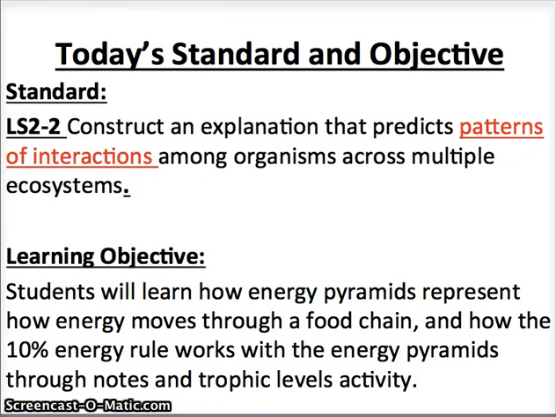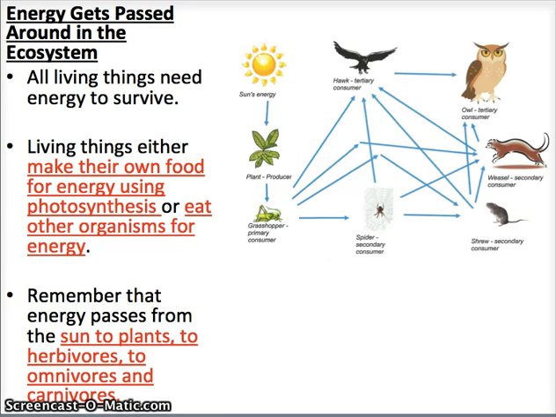So as a review, remember that all living things need energy to survive. Either the living thing can make their own food using the sun's energy, like plants, or the living thing will eat other living things for energy. They could eat the plant or they could eat an animal or an organism. And remember, we did a food web activity with string to see how the energy from the sun gets passed on to plants, which gets passed on to herbivores and omnivores and carnivores, and it makes one big food web, which connects all kinds of living things.